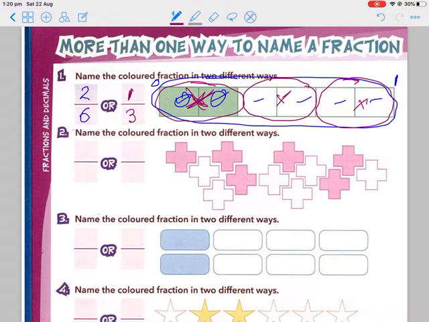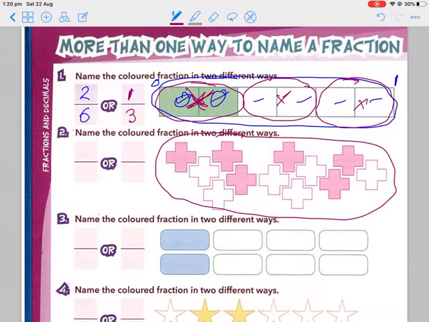I might do the next one too. Number 2, name the coloured fraction in two different ways. Again, we've got to look at all of this as the whole. Now I'm going to count how many equal parts there are in the whole. There's 1, 2, 3, 4, 5, 6, 7, 8, 9, 10, 11, 12. Easy. I know that my denominator is how many groups it's been split up into. So at its most, we've got this split into 12 different groups because there are 12 different crosses there.